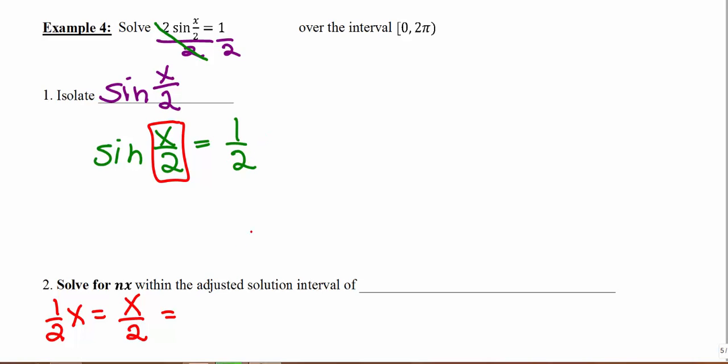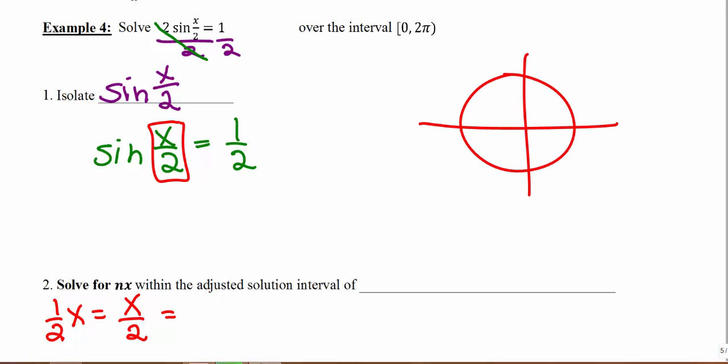And that's our 30-degree angle family, or the pi over 6 family. So when I'm looking at my unit circle, it's the pi over 6 family, since we're talking about radians. And sine is also a positive 1/2 in quadrant 2, and that would be 5 pi over 6. So we have 5 pi over 6 and pi over 6. Let's write those. Go ahead and write those in. Okay.